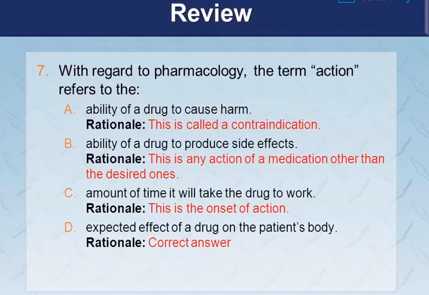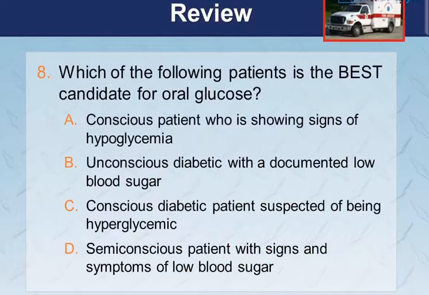Review. With regard to pharmacology, the term action refers to the ability of a drug to cause harm. Rationale: this is called a contraindication. Ability of a drug to produce side effects. Rationale: this is any action of a medication other than the desired ones. Amount of time it will take the drug to work. Rationale: this is the onset of action. Expected effect of a drug on the patient's body. Rationale: correct answer.